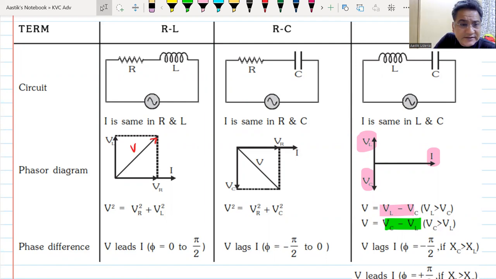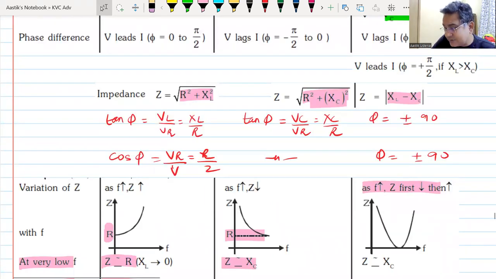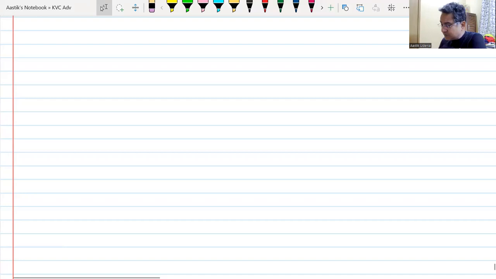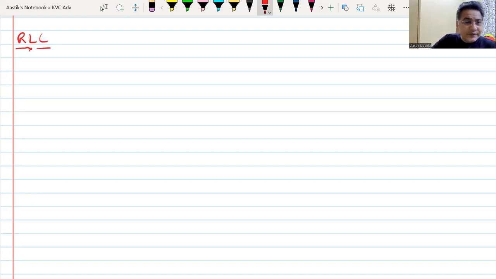The impedance in all these cases is given by the formula square root of R square plus XL square, or square root of R square plus XC square. I hope you remember this. In today's class, we will move ahead and see the last type of circuit, and the last type of circuit that we are going to see is LRC, all the three elements coming together, an LRC series circuit.